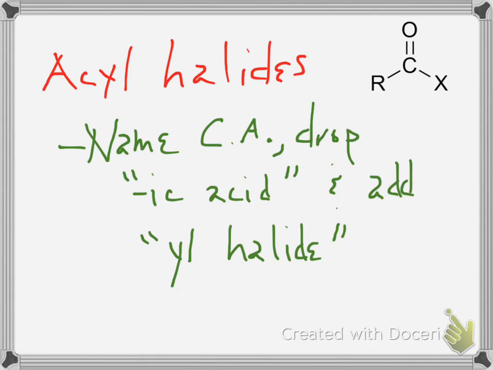So the way that you do this is you're going to name the original carboxylic acid, but you're going to drop the ic acid ending and add the YL halide. So let's do some examples here. Oh, and first of all, I just want to point out that in general, when we talk about the acyl halides, we're talking about an R group, carbonyl, and a halogen.